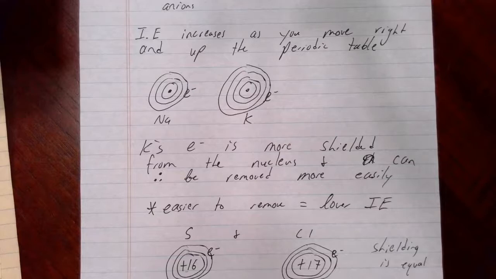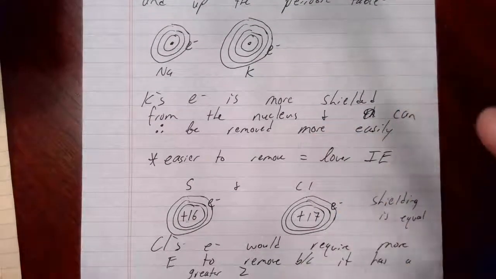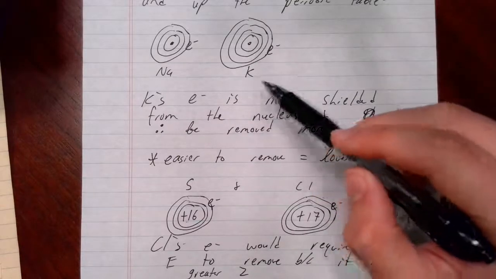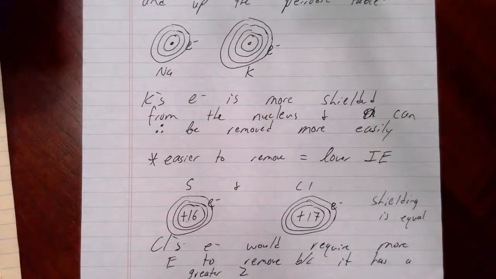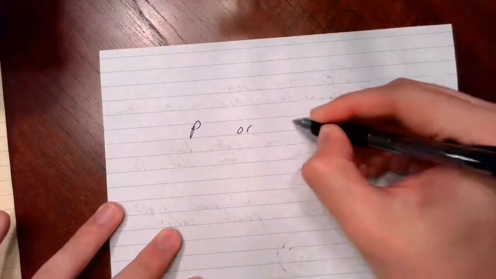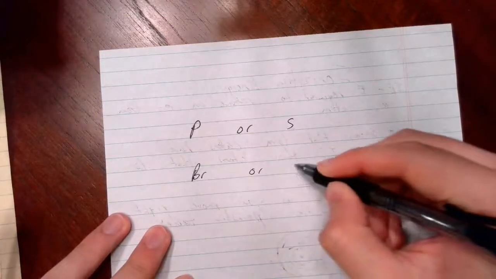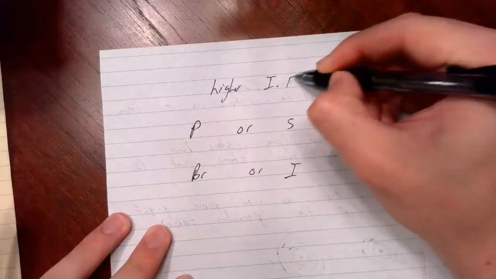This one can be tricky because we think about the trend as which way it increases, but then we explain it in terms of which is easier to remove an electron from. So don't get that confused in your mind. Be sure you think about which has a higher ionization energy, which means it's more difficult to remove an electron from. Let's look at a few examples. Let's look at phosphorus or sulfur. Then let's look at bromine or iodine. So higher ionization energy. And then why?